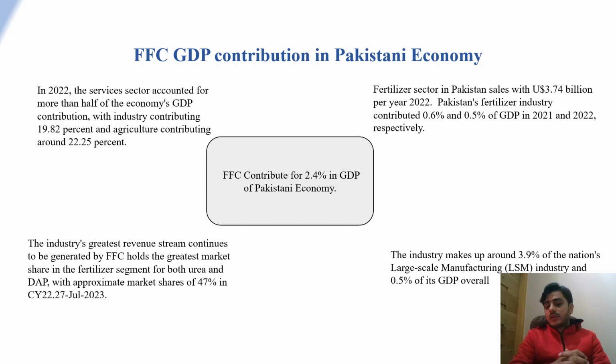So that is the total contribution out of all industry, and the Fauji Fertilizer contribution is 2.4%, with a market share of 47%. The total industry sales are around 3.9%, the nation's largest manufacturing sector industry, which is huge, almost 20% of the manufacturing sector's contribution to Pakistan's economy. The fertilizer industry contributes 3.9%. So these are the facts on fertilizer's GDP contribution and other economic contributions.